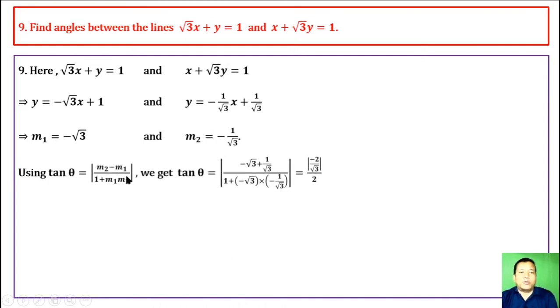Using tan theta equal to this, we get tan theta equal to, putting m2 and m1 their values here, this plus minus 1 by root 3. When tan theta is plus 1 by root 3, tan of 30 gives this, and the other one is tan of 150. Therefore, theta equals 30 degrees or 150 degrees, which are the required angles between the two intersecting lines.